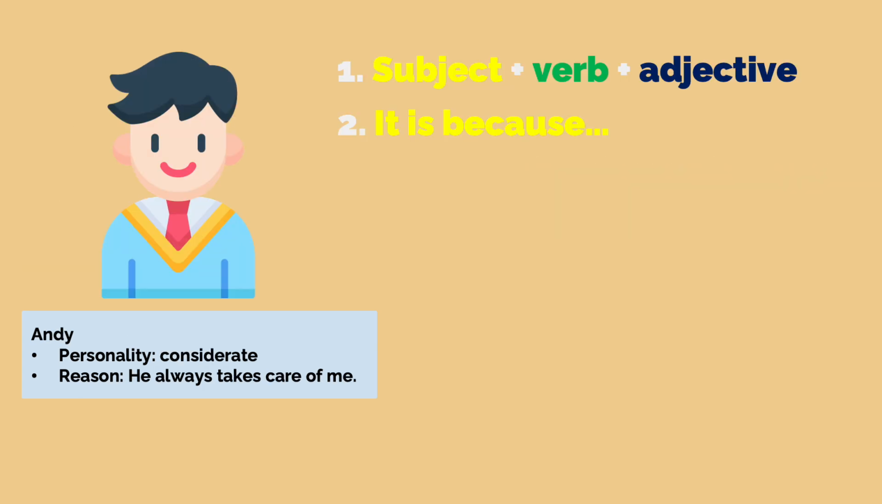Let's move on to take a look at another example. Here are some descriptions about Andy. Now, please spend 10 seconds to think about the following questions. How can we use the sentence pattern subject plus verb plus adjective to describe Andy's personality? And how can we use it is because to talk about why Andy is considerate?